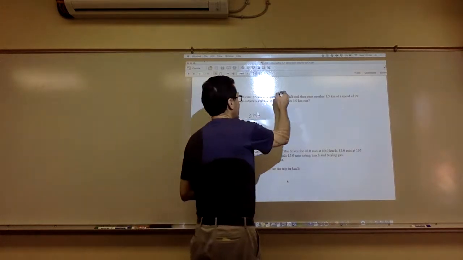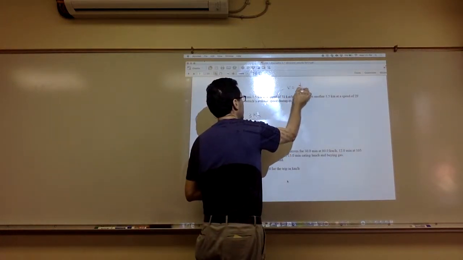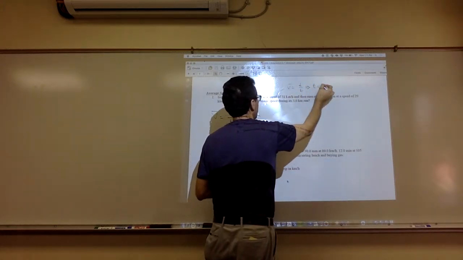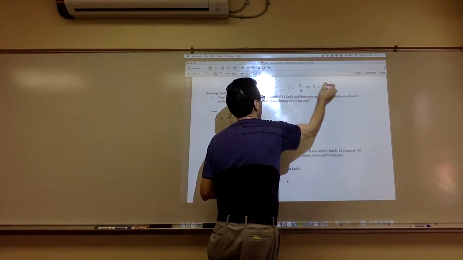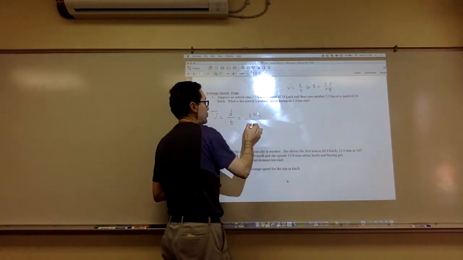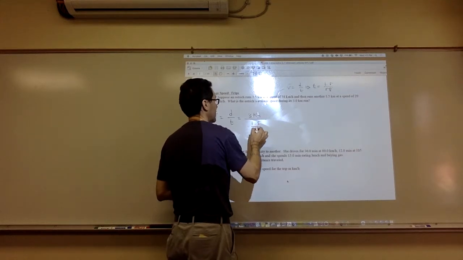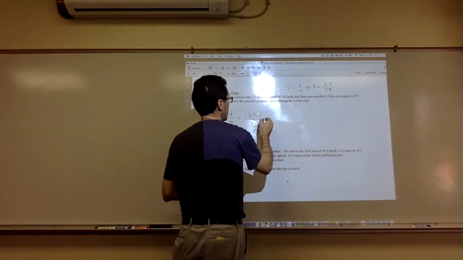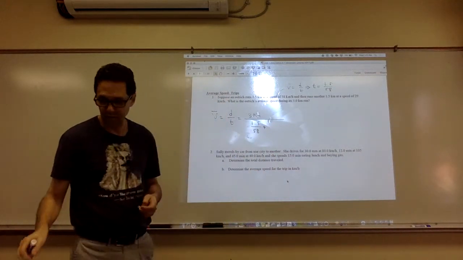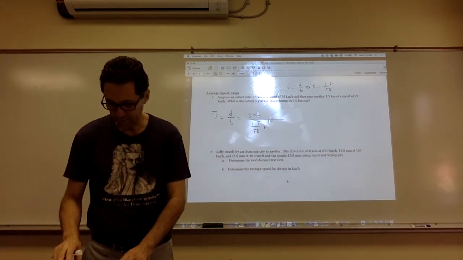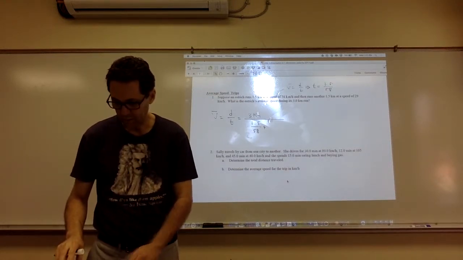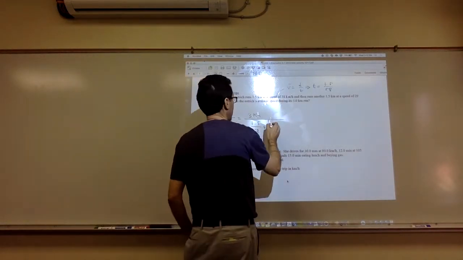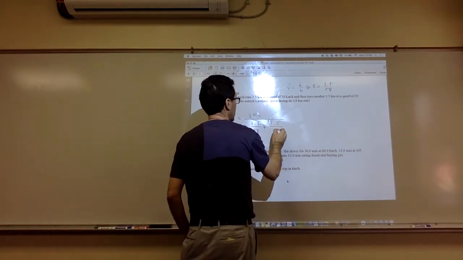I think we can use V equals D over T for each part of the problem. So in this case here, T will be D over V. So it's going to be 1.5 divided by 58. I get a number. Okay? And add the time for the other part, so that's going to be 1.5 divided by 29.